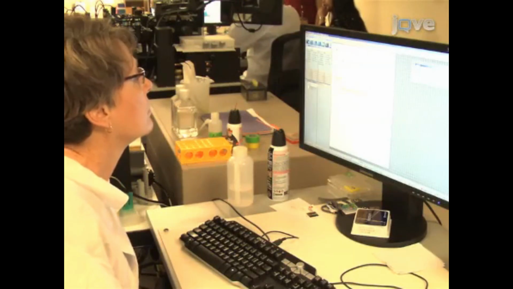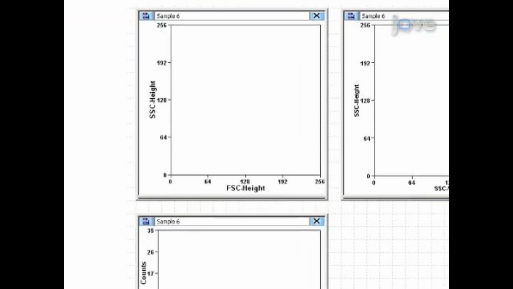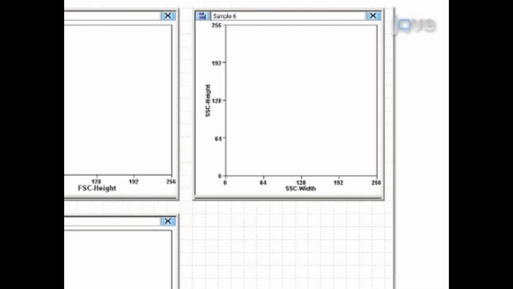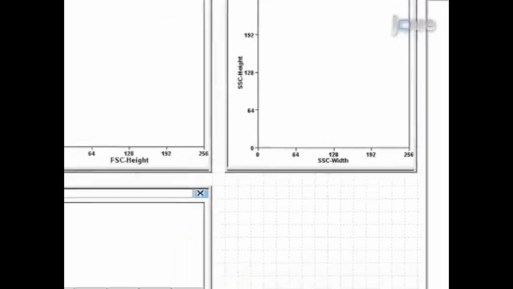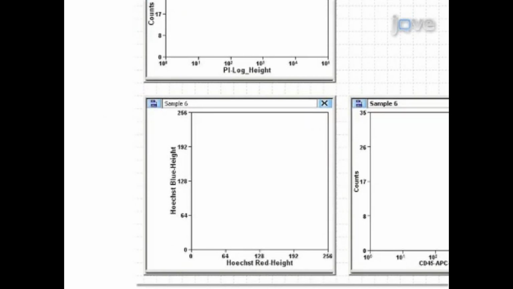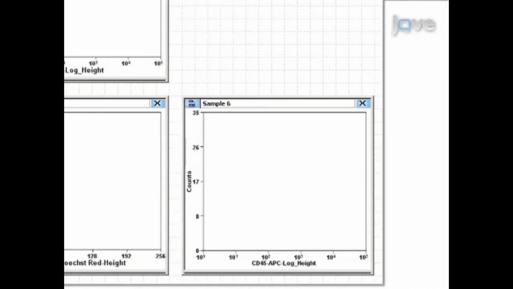In the instrument software, set up histogram plots to display linear forward versus side scatter, a doublet discrimination plot appropriate for the instrument, a histogram plot of PI using a log signal, a red versus blue Hoechst using linear signals, and a histogram plot of CD45 APC using a log signal.